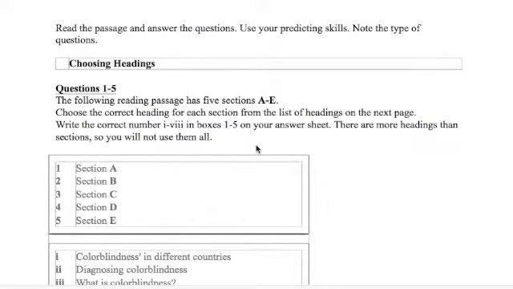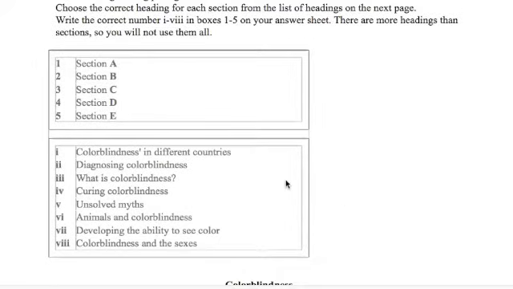IELTS reading is choosing headings. That's what they're going to give you. They're going to give you several choices here. Here they give you 8 headings, and then you have to determine the best heading for each section. Here we have A, B, C, D, and E.